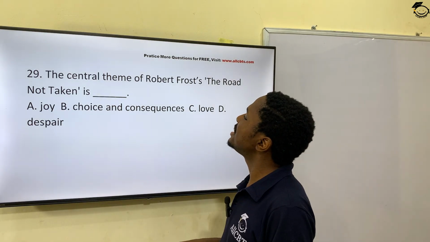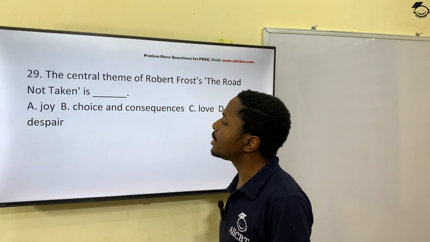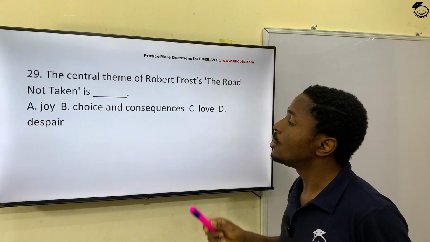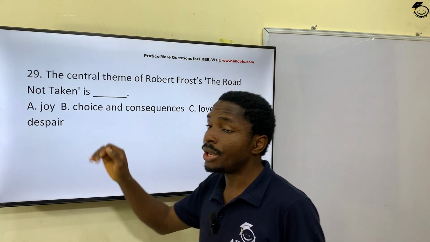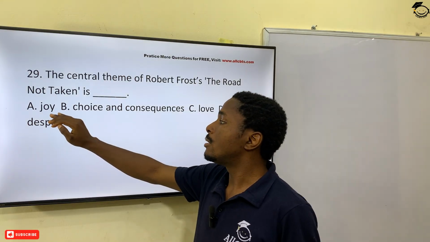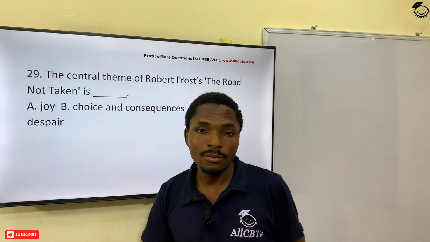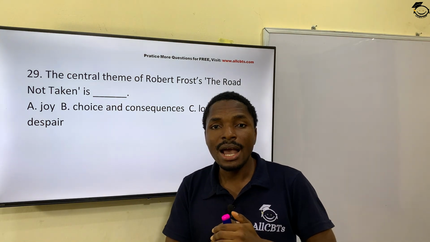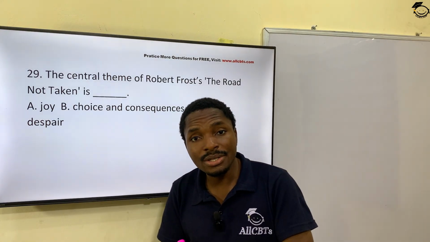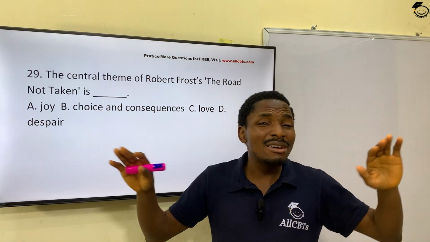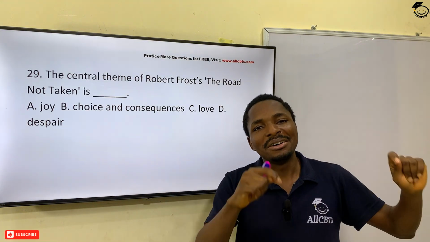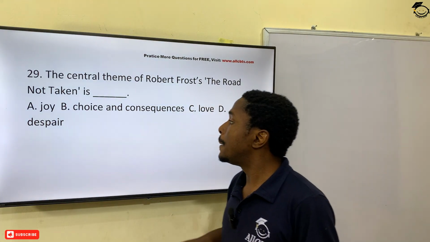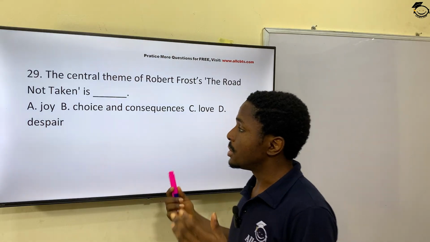29. The central theme of Robert Frost's The Road Not Taken is dash. From that writing, The Road Not Taken, what is the central theme? Was it joy? Definitely not. It's choice and consequences. So Robert Frost was simply telling us that whatever choice you make today has a consequence. If you take a good choice, it has consequence. Okay, and you don't have a choice but to live with the consequence of the choice you've made today, good or bad, right? So that's basically what that poem is all about, the summary.